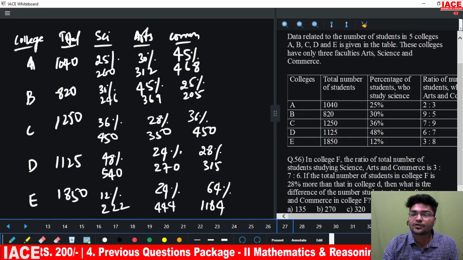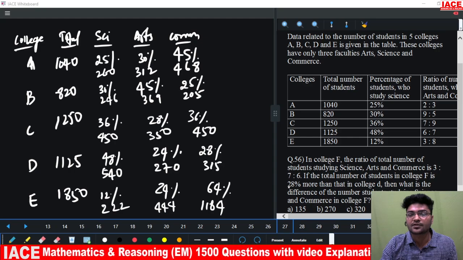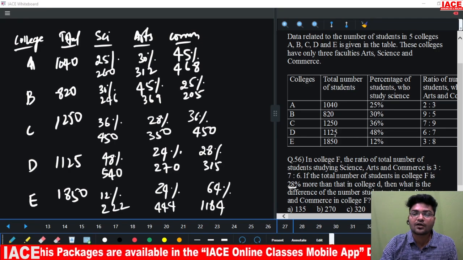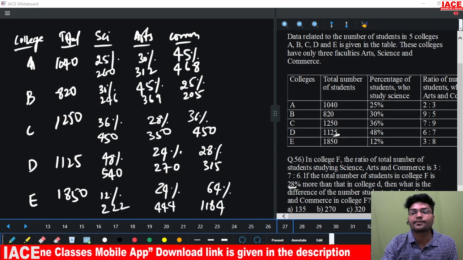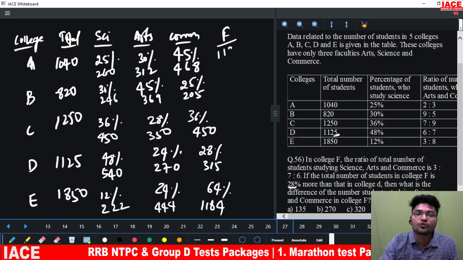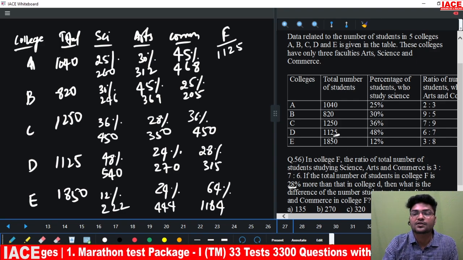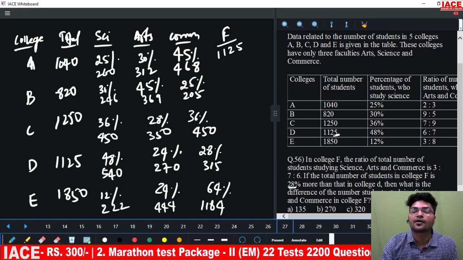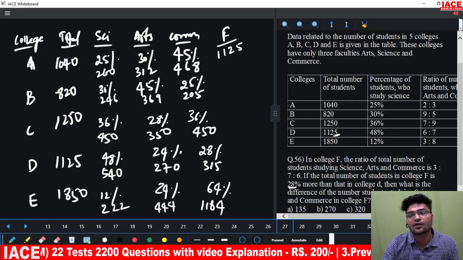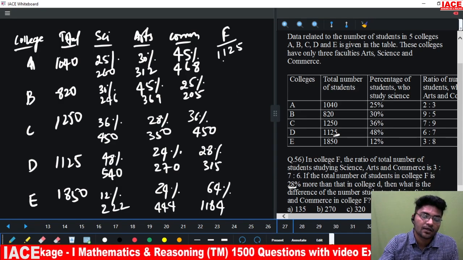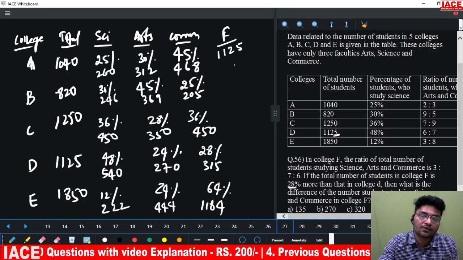If the total number of students in college F is 28 percentage more than in college D. In college D I have 1125, 28 percentage more means how much will be there? F will be how much? 1125 and 28 percentage of 1125. 28 percentage of 1125 means I can say 1125 percentage of 28 or 11.25 into 28. 11.25 into 28 means it will come out to be 315.